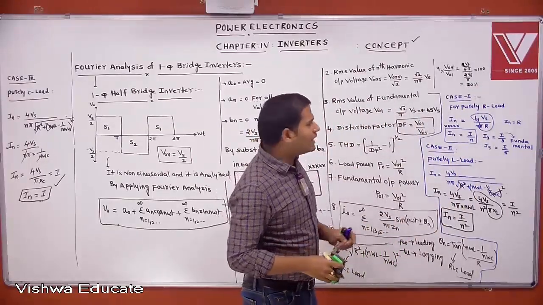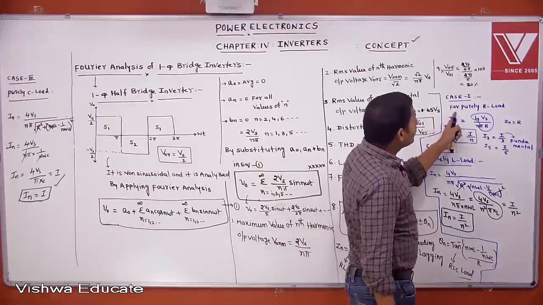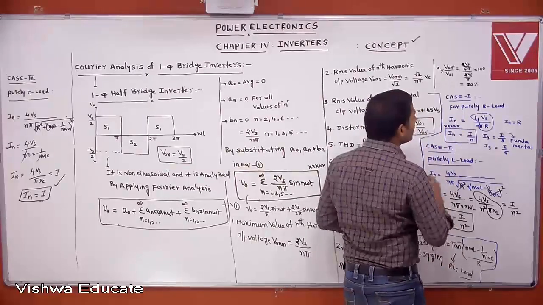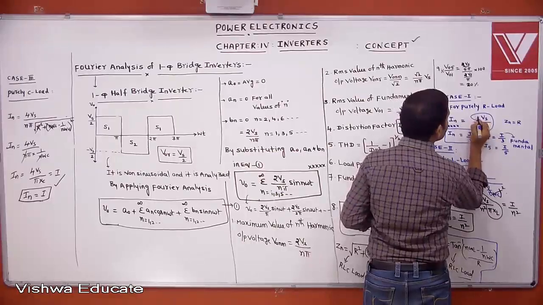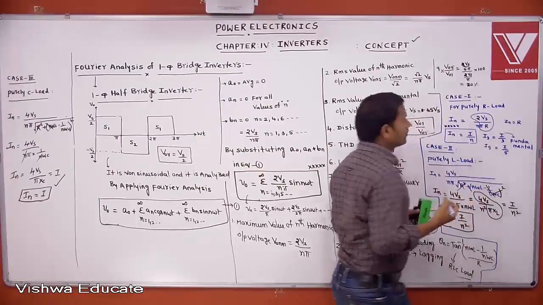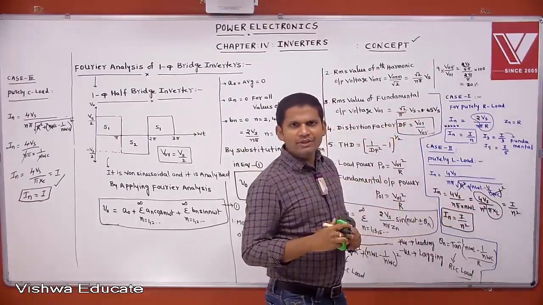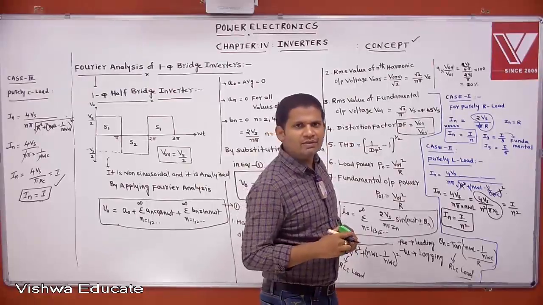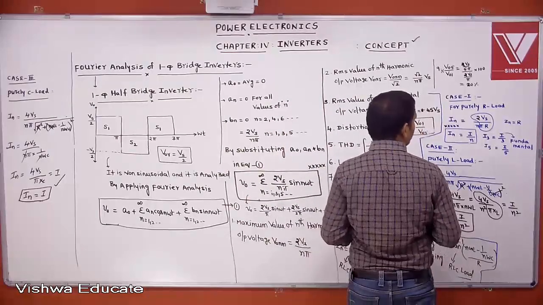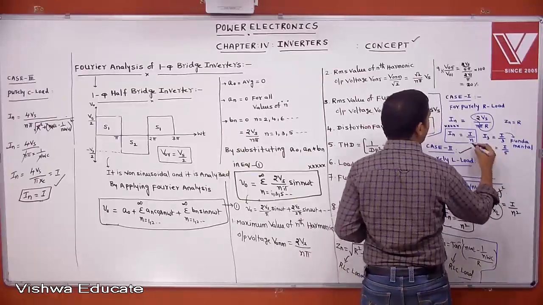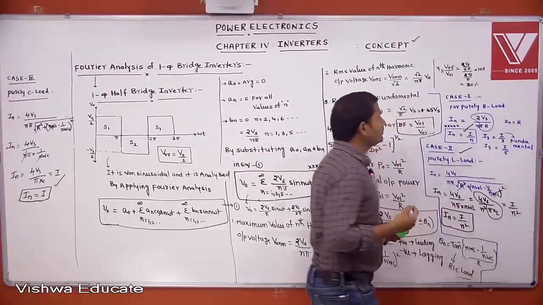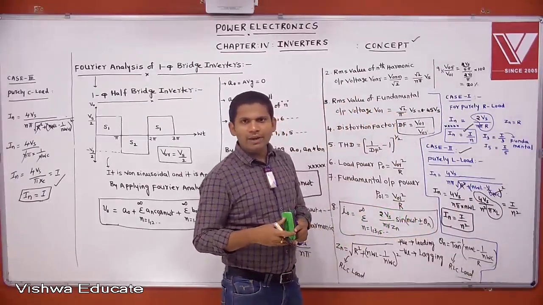Now we'll see the different cases. For a purely resistive load, what can you get? Instead of 4 Vs by n pi R, we get 2 Vs by n pi R, because it is a half bridge inverter, so replace Vs by Vs by 2. Then the remaining is as it is. This formula is the same: In equals I by n.